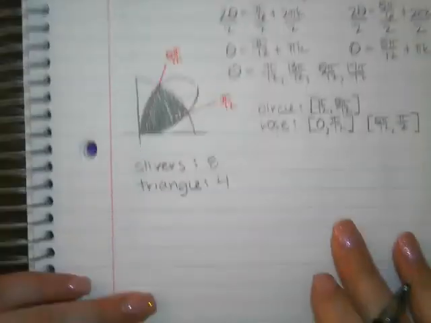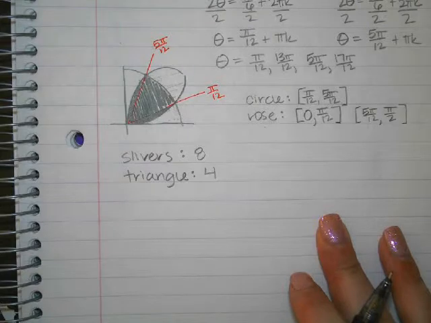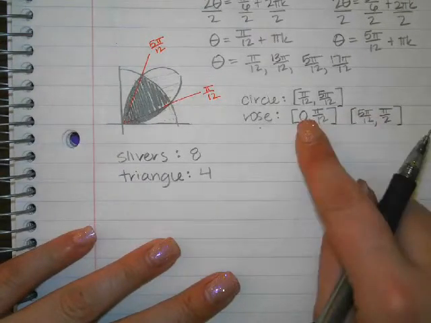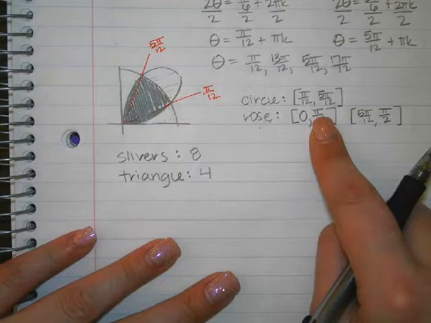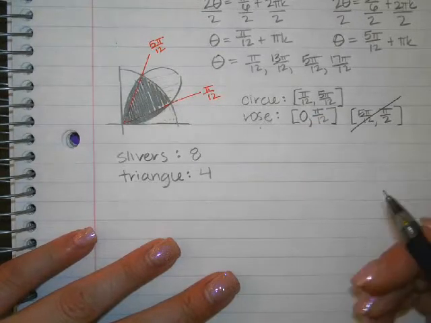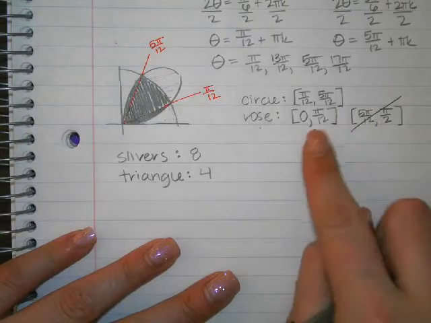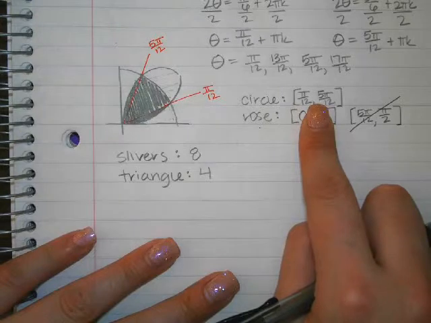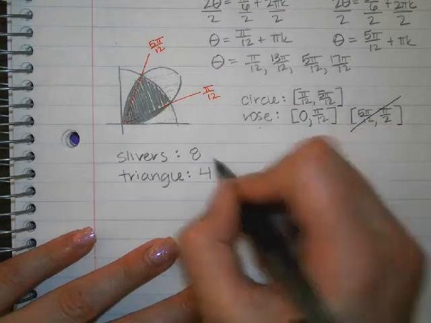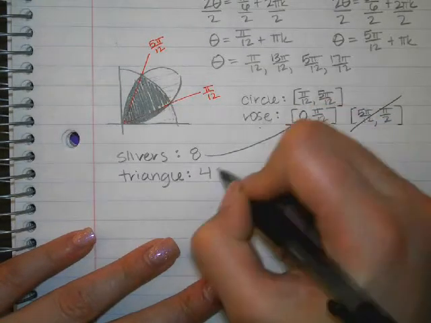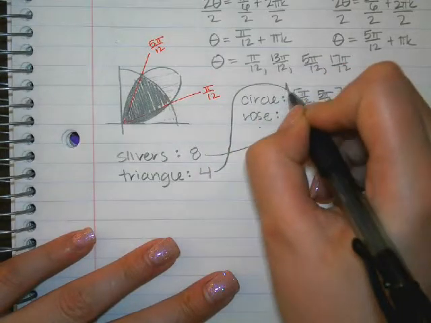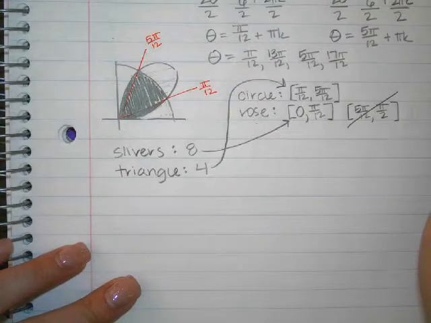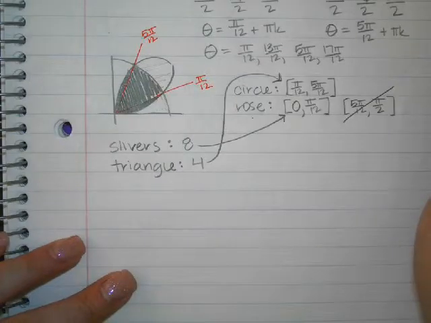4. Okay. So if we know there are 8 slivers and only 4 triangles, that means we can narrow it down so we don't have to use both of these and write 2 separate integrals. We can just ignore that and only write 1. Okay, because this represents the sliver and this represents the triangle. Okay, I'm going to go ahead and maybe draw some arrows to that. Not because I don't understand it right now, but because closer to exams it might be nice to have that to look back on.